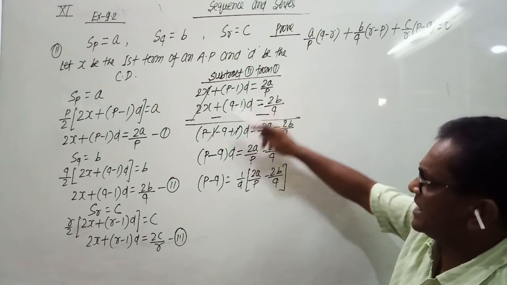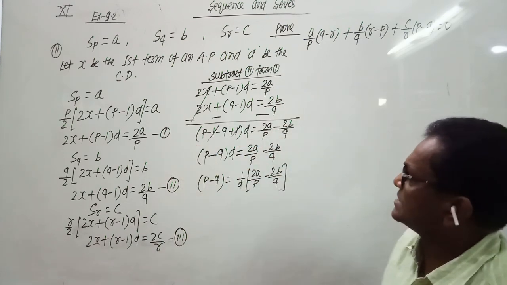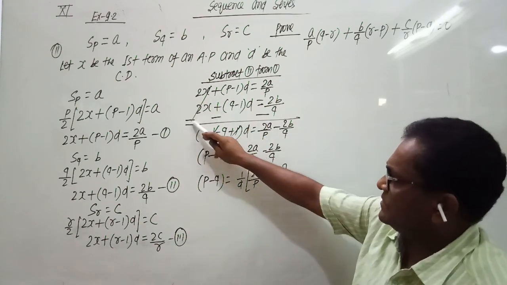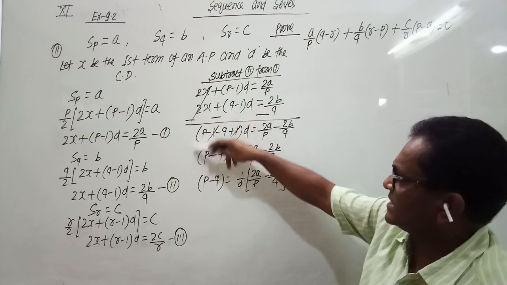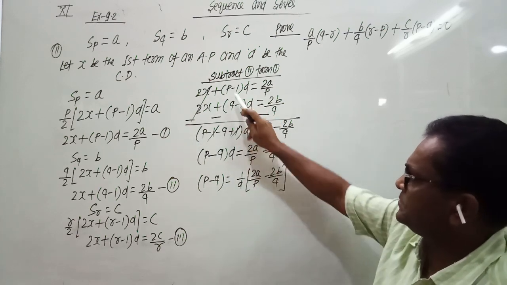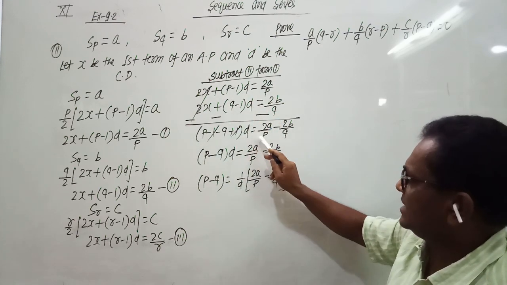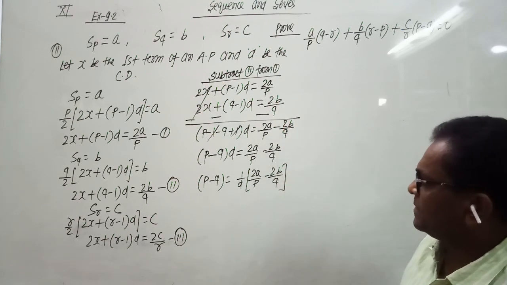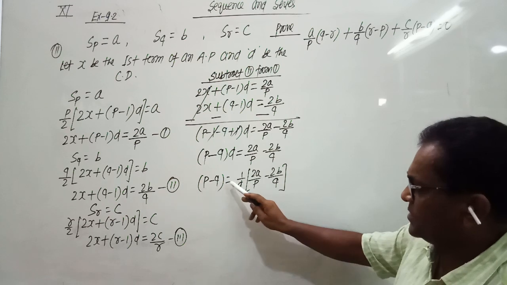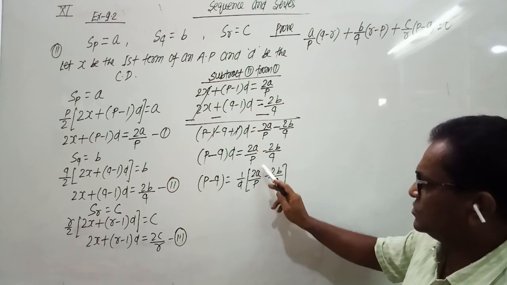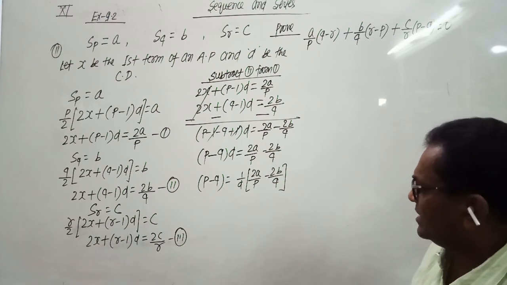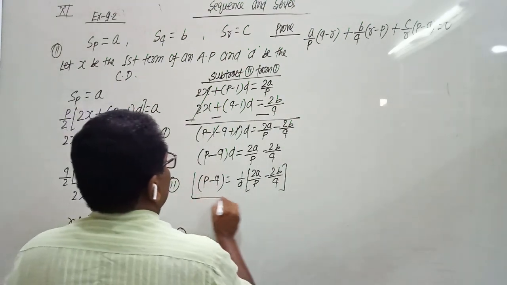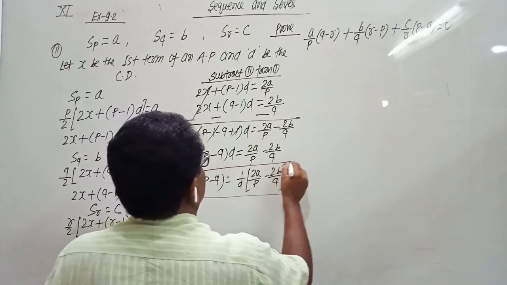Then we subtract the second from the first, and we change the sign. 2x cancels, d is common: (p - 1 - q + 1)d = 2A/p - 2B/q. And we get the value of p - q: p - q = 1/d (2A/p - 2B/q).